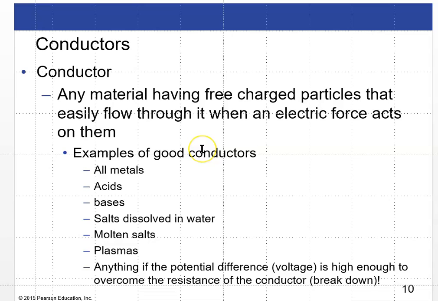A conductor is any material which has free charge particles that can easily flow through it when an electric force acts on them. Examples of good conductors are any metal, acids, bases, salts dissolved in water, molten salts, and plasma. If the potential difference in voltage is high enough to overcome the resistance of the conductor, this is called breaking down. So you have to be very careful. Any insulator can become a conductor under the wrong conditions.